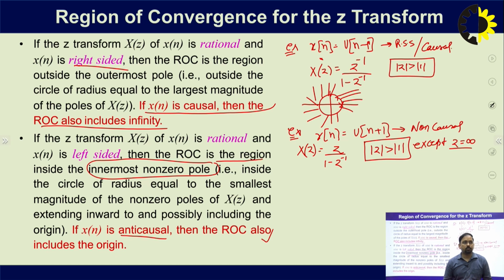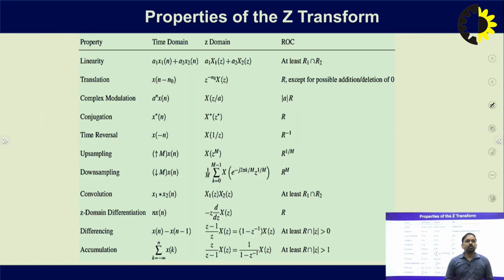Now we'll have some properties of the Z transform. We'll first start with the linearity property. Linearity means a linear combination of signals in the time domain results in a linear combination of signals in the Z domain also. We must be aware that if X1(z) has an ROC R1 and X2(z) has an ROC R2, then the overall ROC will be the intersection of both R1 and R2.